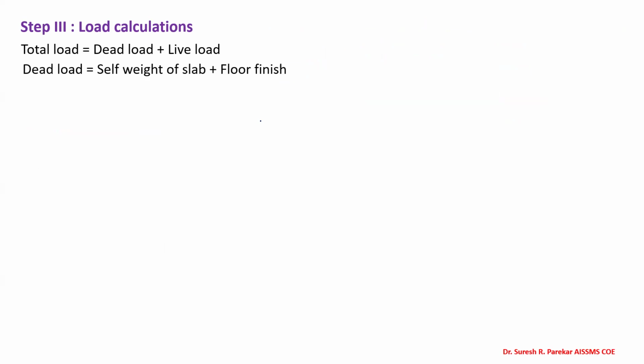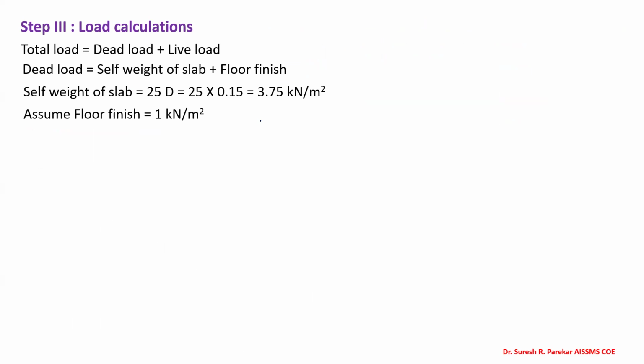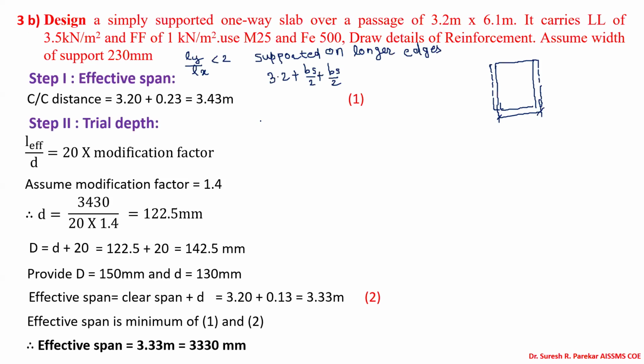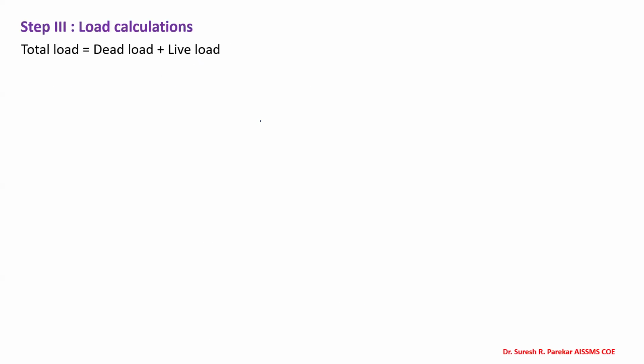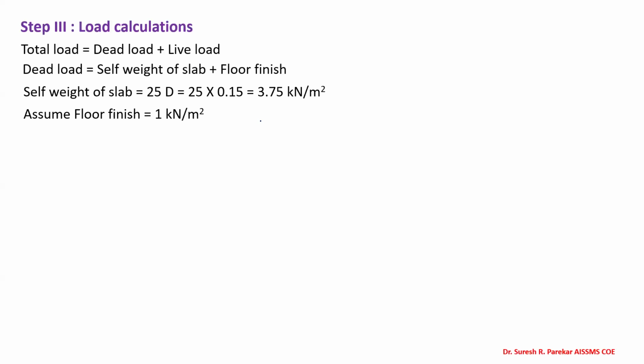So this is step 2. Then step 3, load calculations. Total load, dead load plus live load. Dead load we have self weight of slab plus floor finish. Floor finish that is given 1 kilonewton per meter square. If not given then we have to assume. If value is given we need not require to assume it.